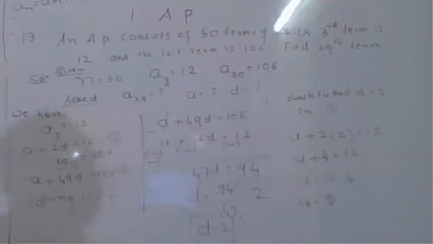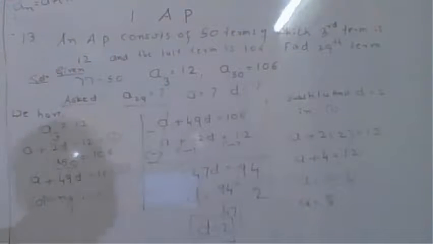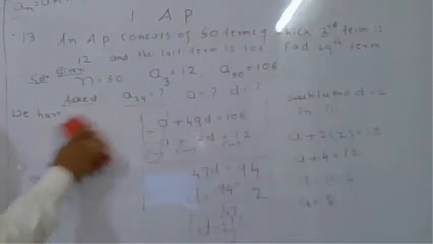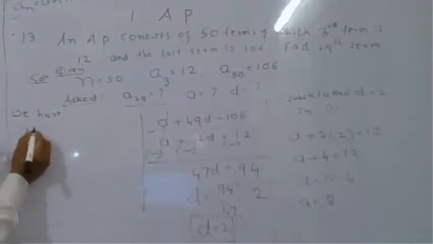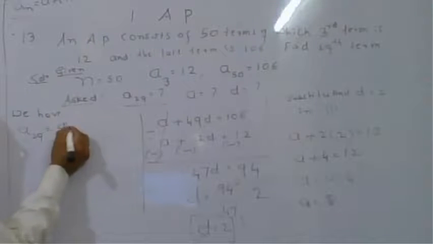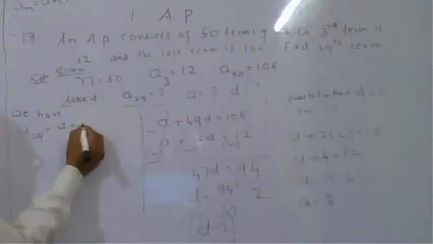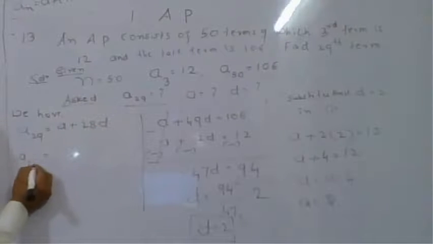Lastly, what are you asked to find out? A29 is asked. What is A29 formula? What is A29 is equal to? A plus 29 minus 1 is 28, into D. Shabash. Now you substitute A and D value.